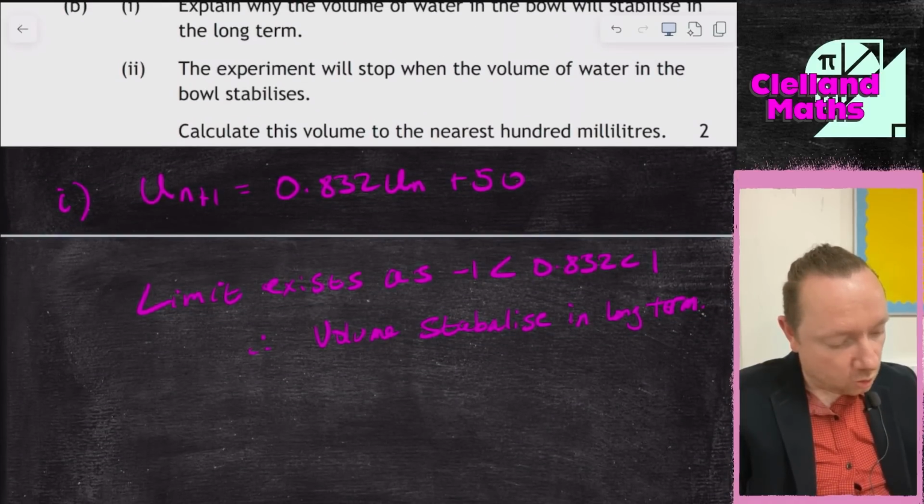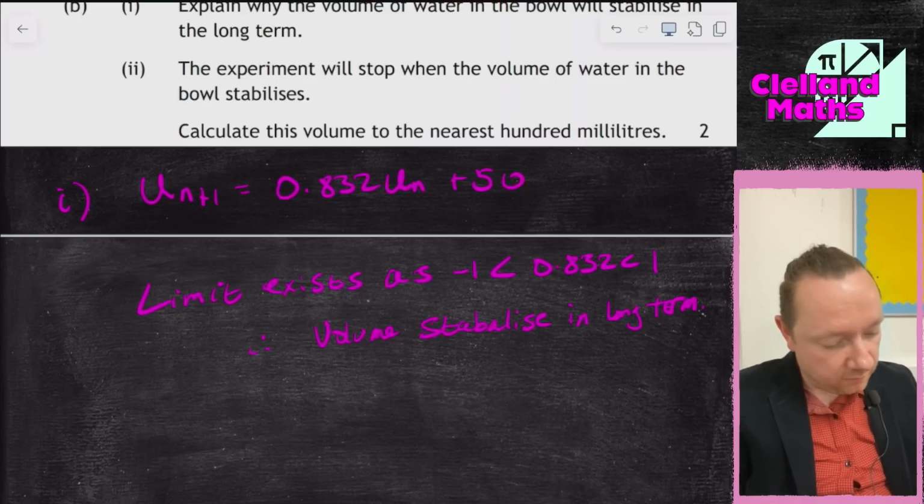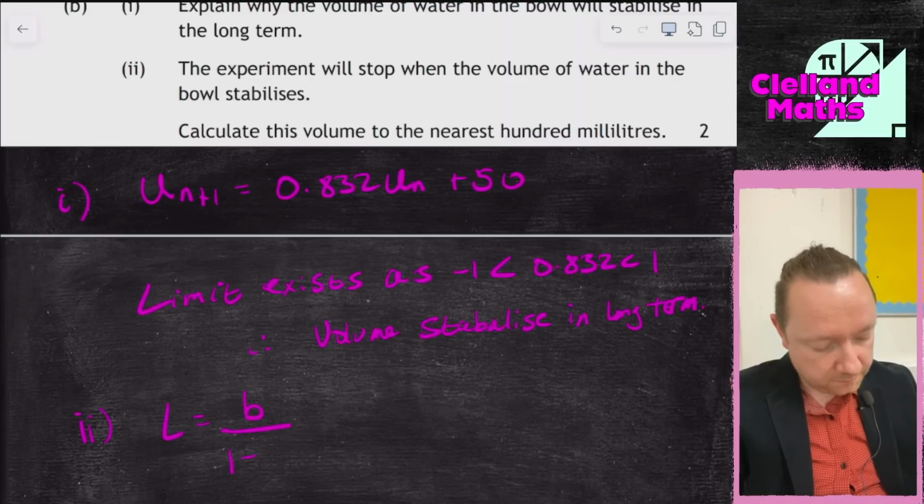Part 2. The experiment will stop when the volume of the water in the bowl stabilises. Calculate this volume to the nearest 100 ml. So now let's calculate the limit. So L equals b over 1 minus a, remember. b is 50. 1 minus 0.832.